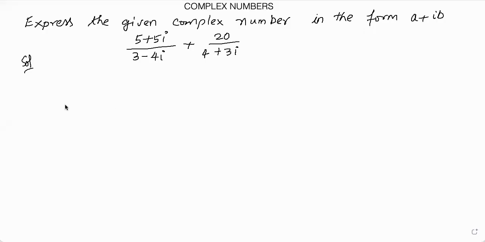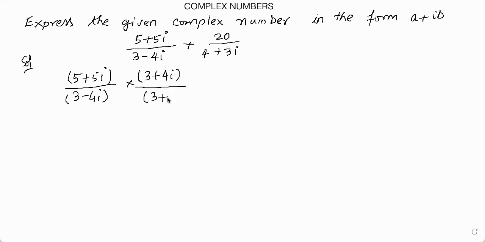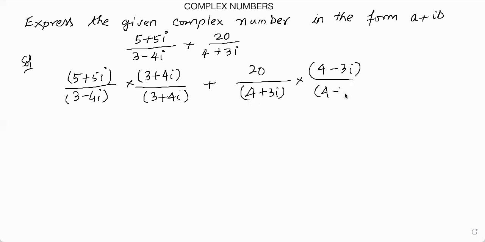Find the solution for this. So we'll write down 5 plus 5i by 3 minus 4i. Now let us take the conjugate of 3 minus 4i, which is 3 plus 4i by 3 plus 4i, and 20 by 4 plus 3i, and the conjugate of this will be 4 minus 3i by 4 minus 3i. So let us multiply.